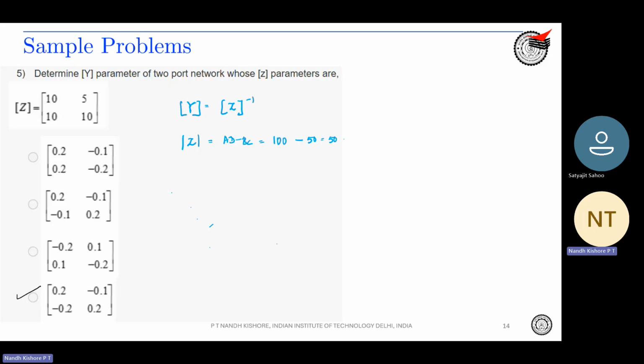And what is inverse? Inverse of any matrix is going to be 1 by delta into adjoint of A, right? That is 1 by 50 into the adjoint matrix. You basically invert your A and D positions and you negate your B and C positions. Correct? That is your adjoint matrix. So 10 by 50 is 0.2 and minus 5 by 50 is minus 0.1.